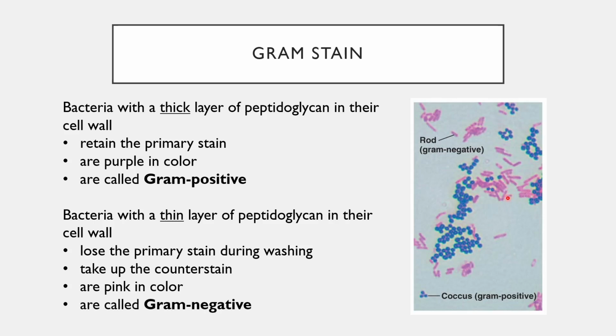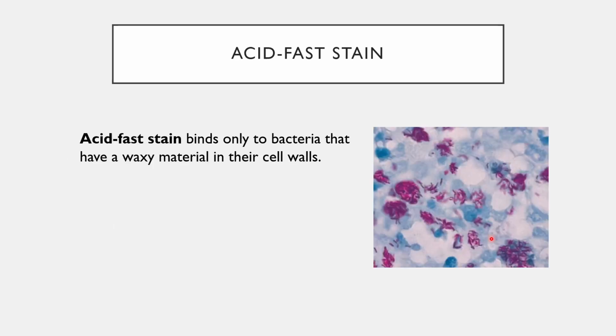And why is this all important? Well, it turns out that the thickness of the cell wall has consequences for what types of antibiotics are most effective against the bacterial species. Certain types of antibiotics work for Gram-positive species, while others work better for Gram-negative species. And we'll learn more about this in future lectures, but this is the utility of the Gram stain in a clinical setting. The acid-fast stain also has utility in the clinic.